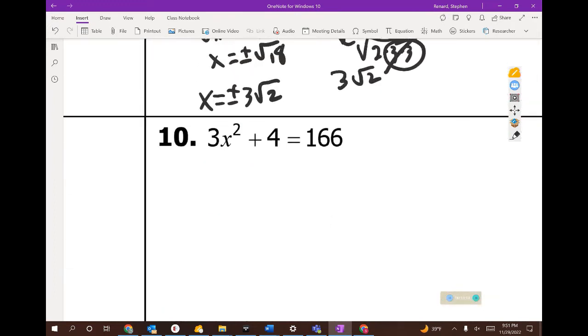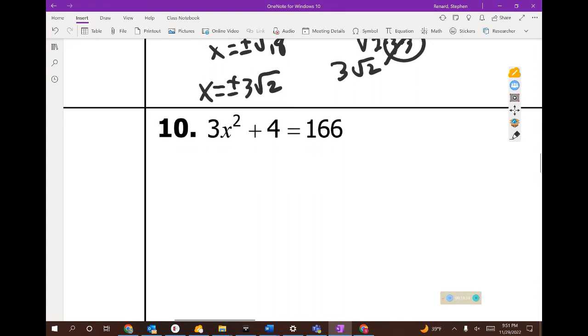Okay, number 10, the last one on the front of the page. Well, the last one I'm doing for you. It's also the last one. Hopefully you've been doing the odds alongside and only using these if you get stuck.